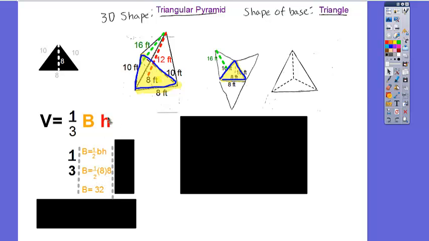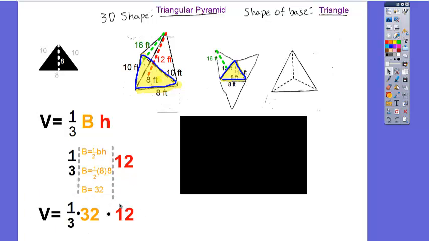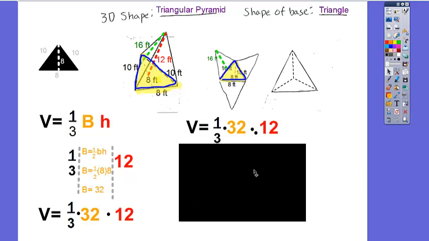So then my H is the height of the entire prism. So I'm no longer talking about my base, I'm looking at the entire prism. The height of the prism is 12. So I'm going to plug in 12 for my height. So when I rewrite that, it's 1/3 times 32 times 12. Well, I think I rewrote it over here. Let's look. Yes, 1/3 times 32 times 12.